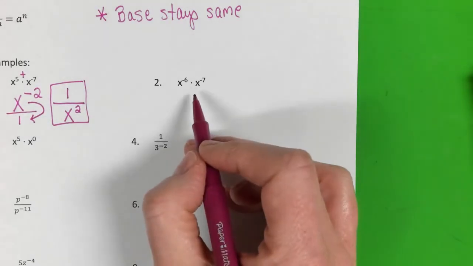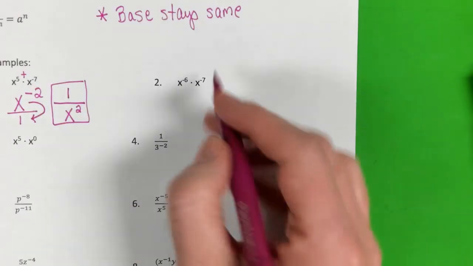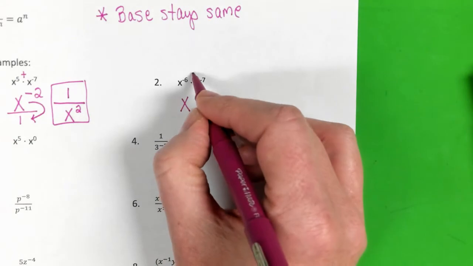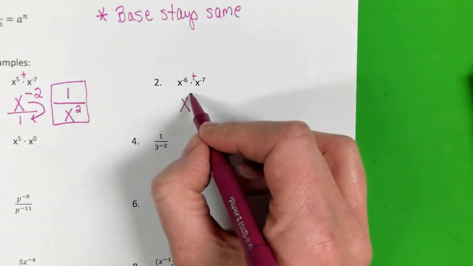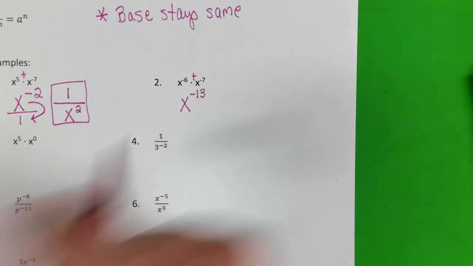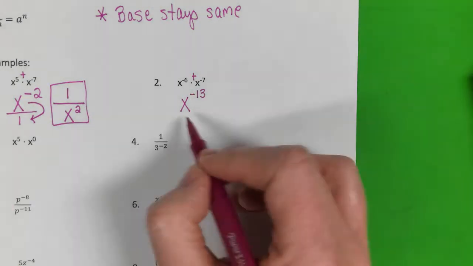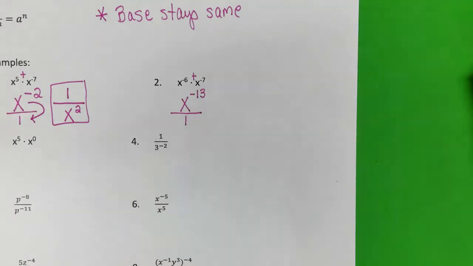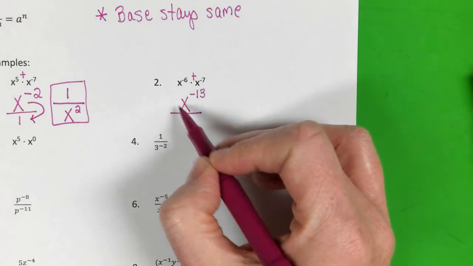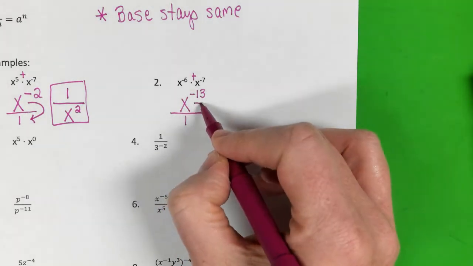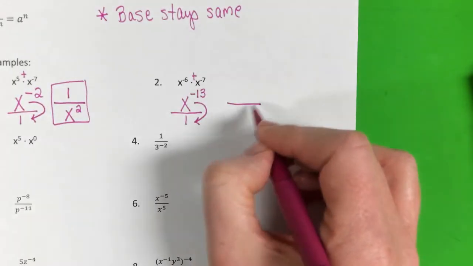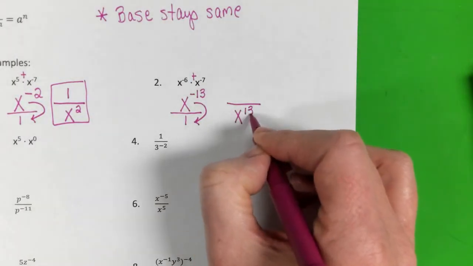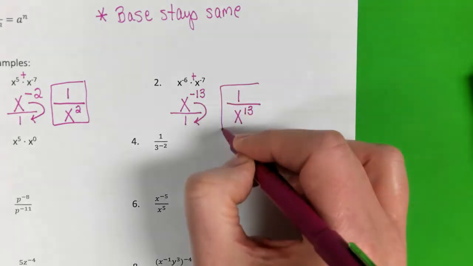Okay, let's look at the next one. If we put this together and add the exponents, that would be x to the what? x to the negative 13, right? Again, I'm going to make it a fraction just so I can visualize where I'm moving this. Base x has a negative exponent, so I'm going to move it to my denominator. So it's now x to the 13th, and I'm just going to put a 1 there to hold its place.